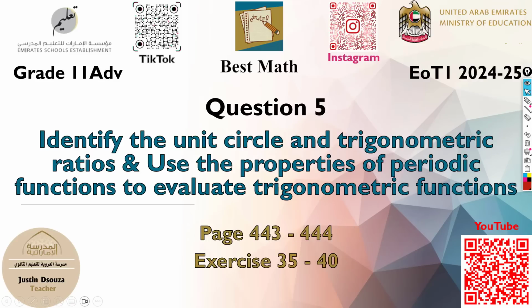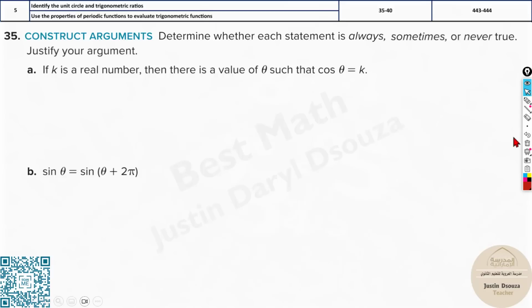Question 5 is about trigonometry, unit circle, and periodic functions. Here, the first question is about constructing arguments. We have to determine whether each statement is always true, sometimes true, or never true, and we need to justify our argument. If k is a real number, then there is a value theta such that cos theta is equal to k.